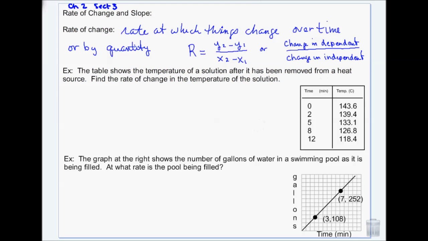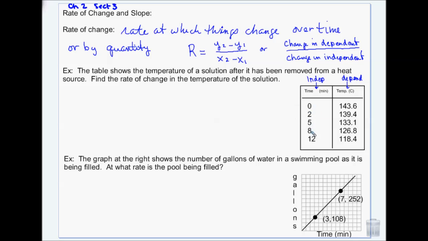Okay. So it's been removed from the heat source, and now we're going to find the rate of change at which it cools down. Like, how fast does this solution cool down? So we have time and we have temperature in Celsius. So time is independent, right? Time is going to happen no matter what. So this is my independent. And then temperature is going to be dependent because how cool it has gotten depends on how long it has been.